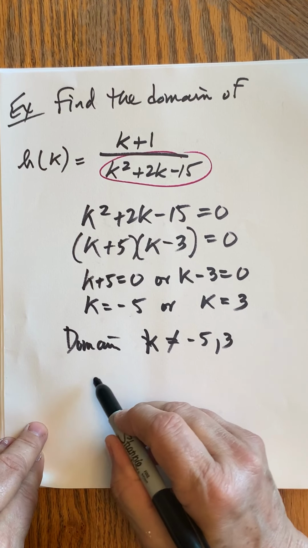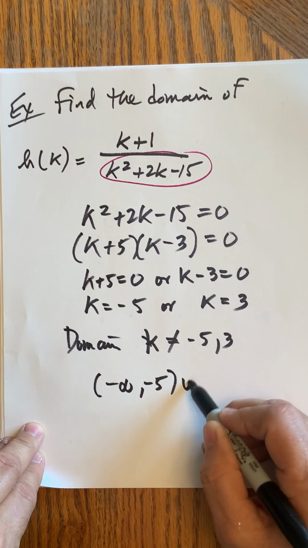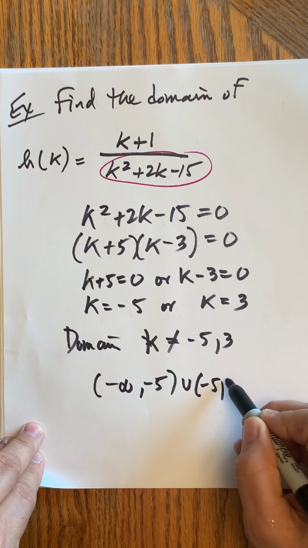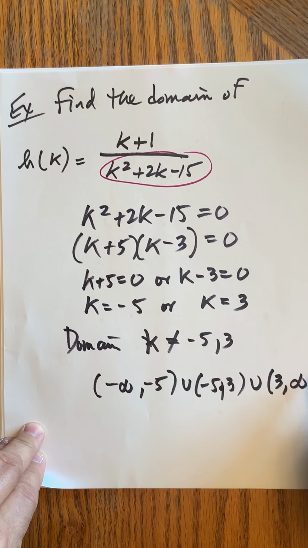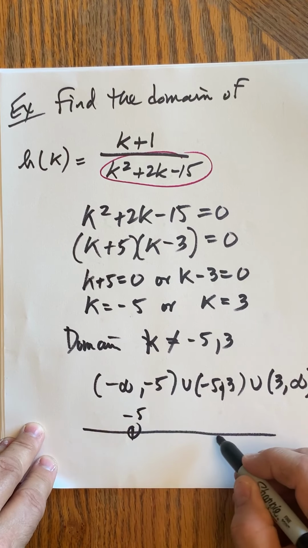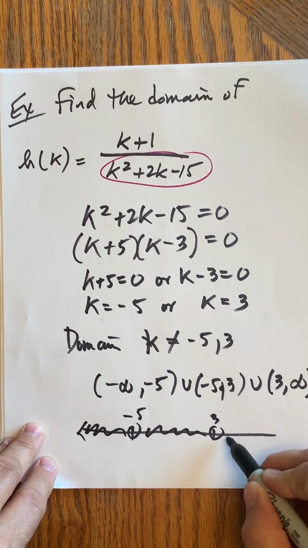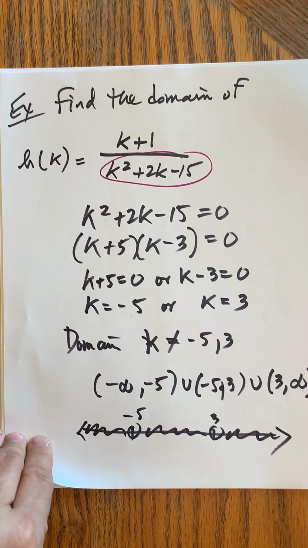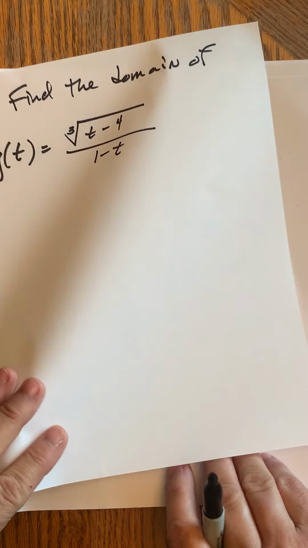So that's the domain. Or you could write it something like negative infinity to negative 5, union negative 5 to 3, union, that's actually a comma, union 3 to infinity, right? Because what you're saying on a graph is it can't be negative 5 and it can't be 3, right? But it can be everything else, like that. Okay, so now the last example, nope, not the last example, maybe, I don't remember.